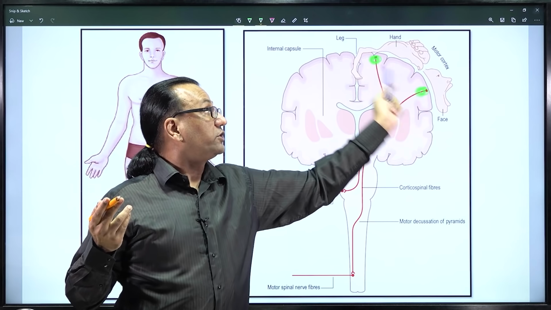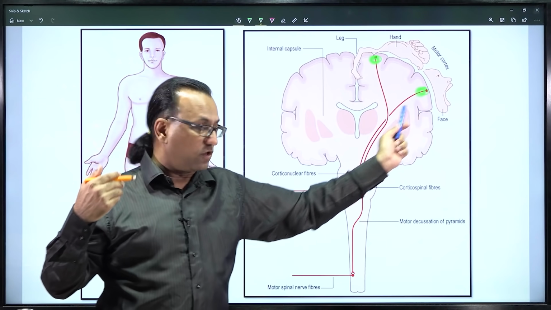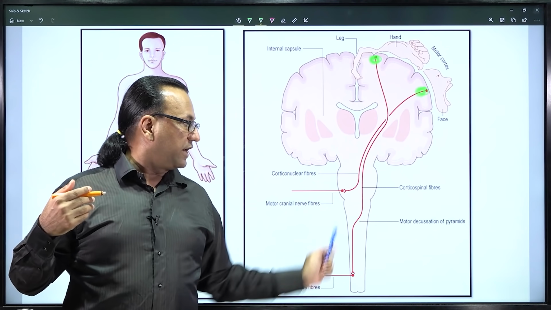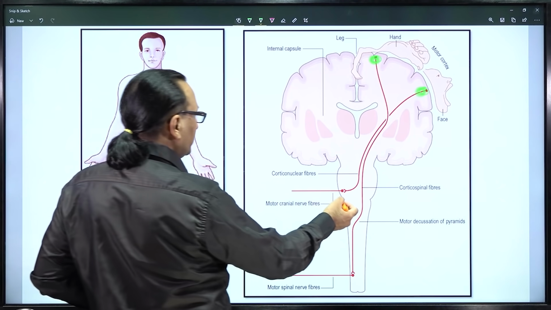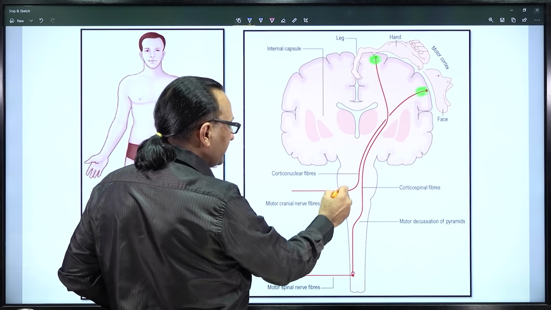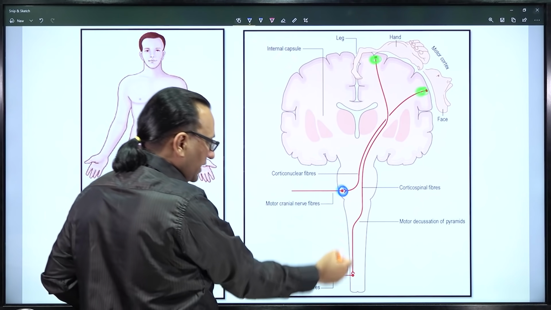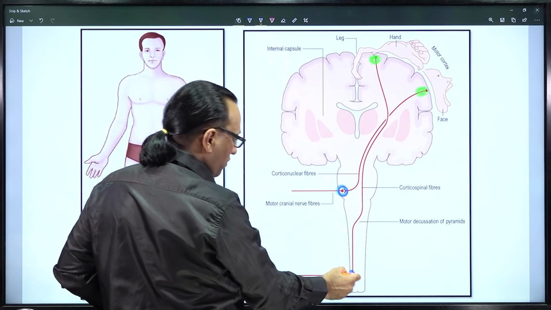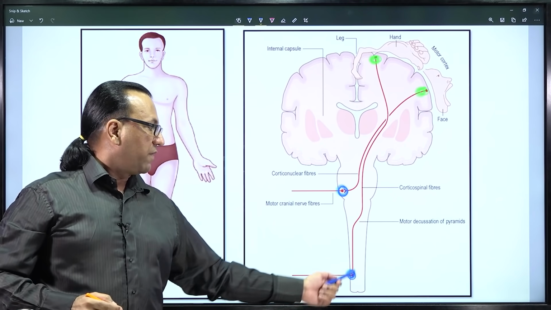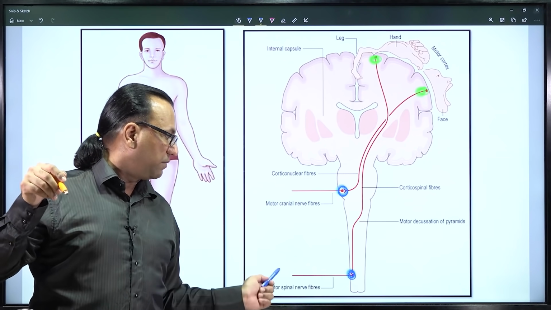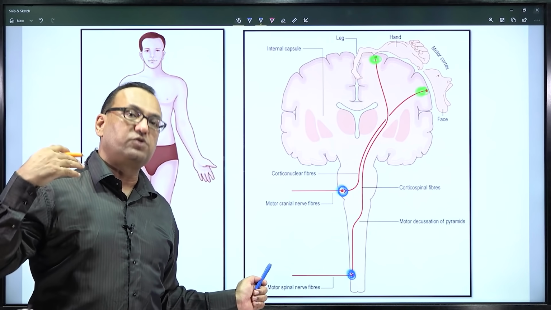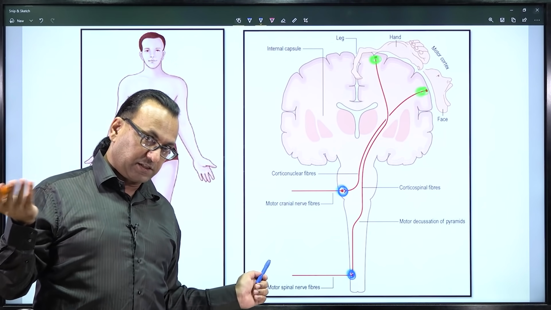These upper motor neurons are going to control the lower motor neurons, and lower motor neurons then control the skeletal muscles. You have lower motor neurons either at the level of the brainstem as shown here, or at the level of the spinal cord down there. From the spinal cord, when the upper motor neurons are synapsing on the lower motor neuron, the spinal nerves will be carrying the information to skeletal muscles so that skeletal muscles can contract.